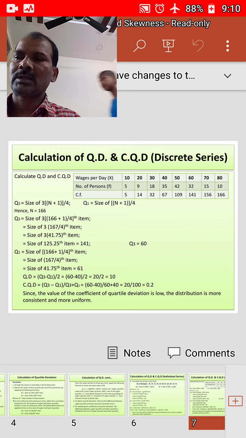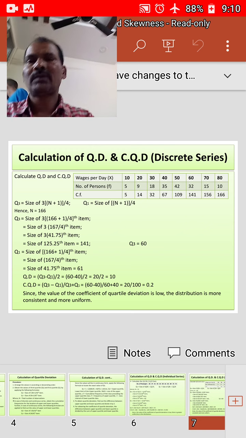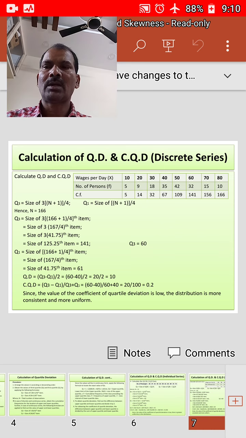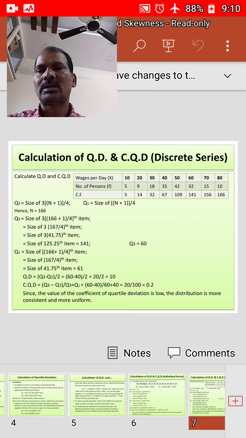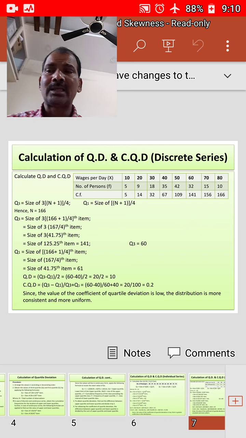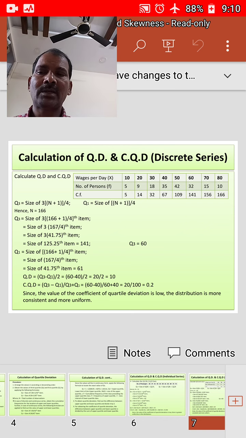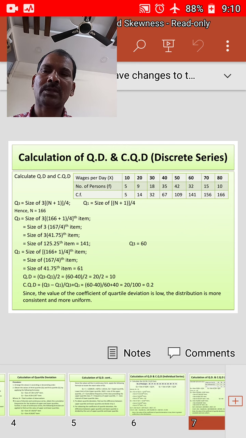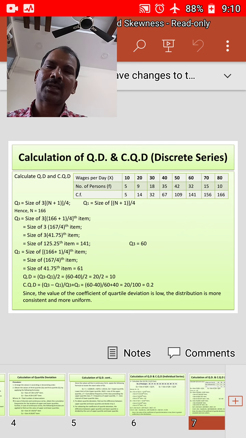that is 3. Whereas the coefficient of quartile deviation is equal to Q3 minus Q1 by Q3 plus Q1, that is 16 minus 10 by 16 plus 10, which is 26. 6 by 26 is equal to 0.3. Since the values of quartile deviation are smaller for both the missions, both the distributions show consistency.